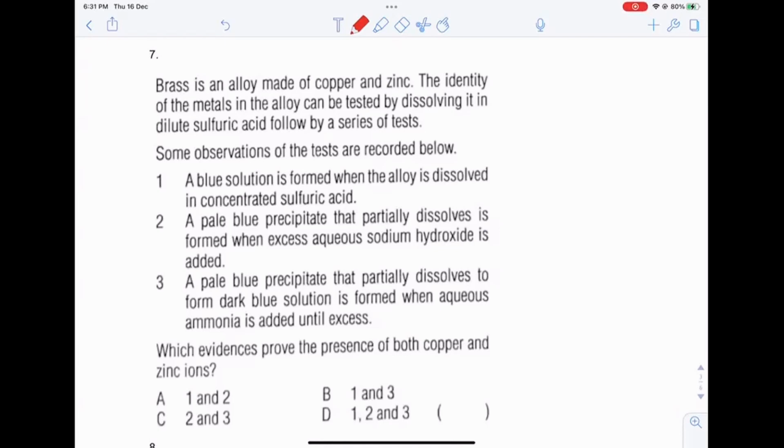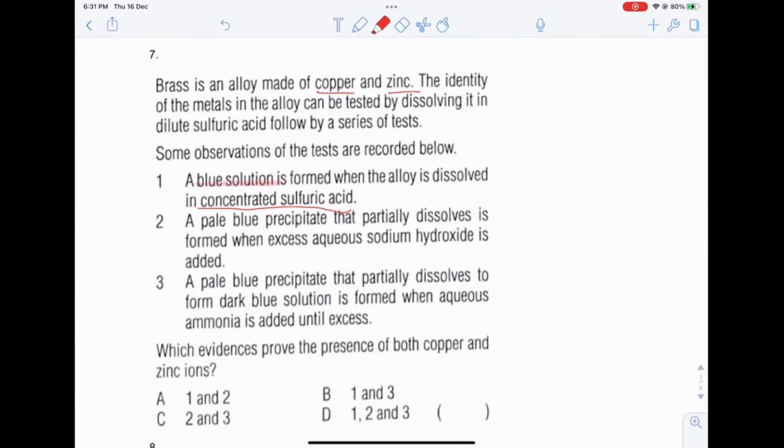So number 1, a blue solution is formed when alloy is dissolved in concentrated sulfuric acid. So concentrated sulfuric acid, well, these are metals. Okay, so metals will react with acids. So copper is unreactive. Normally it doesn't react with acid, but over here we have concentrated sulfuric acid, so it's strong enough to let copper react. So therefore copper and zinc will both react. So meaning that if they react, they will be used up, so they will dissolve. And then copper 2 sulfate, copper ion is blue. So yeah, we have a blue solution.